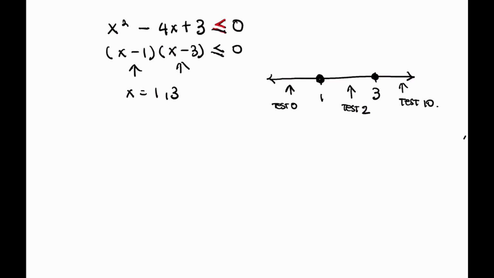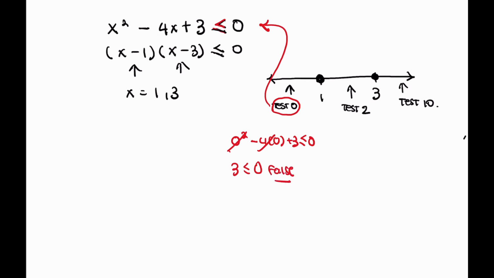Okay, here we go. So if you put in 0 to the original, always remember that, we get 0 squared minus 4 times 0 plus 3. Is it actually less than or equal to 0? Well, that's our biggest question. So I'm left with 3 is less than or equal to 0, and this is not true. That's not a true statement. 3 is bigger. So no, that region is not true.